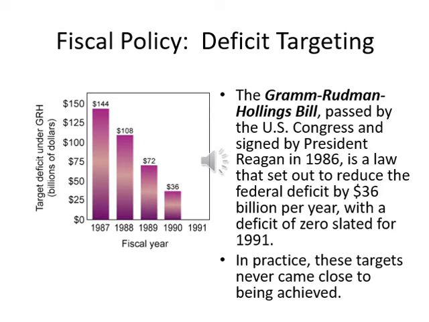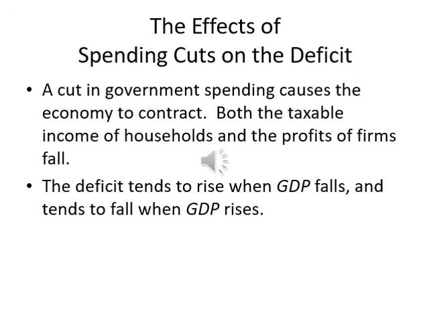A cut in government spending causes the economy to contract. Both the taxable income of households and the profits of firms fall. The deficit tends to rise when GDP falls, and tends to fall when GDP rises.